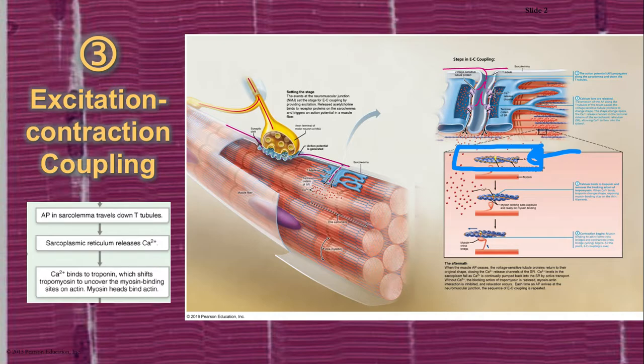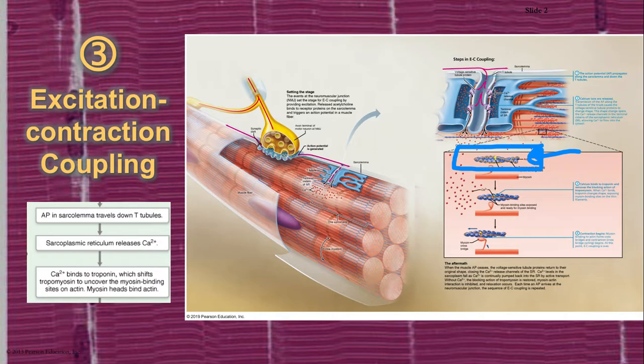Okay, then what's the name of the protein that covers the myosin binding site on the actin? Tropomyosin. Okay, so tropomyosin is wrapped around. And then what's the name of the protein that holds the tropomyosin in place? Troponin. Okay, so troponin holds the tropomyosin and covers up those binding sites.